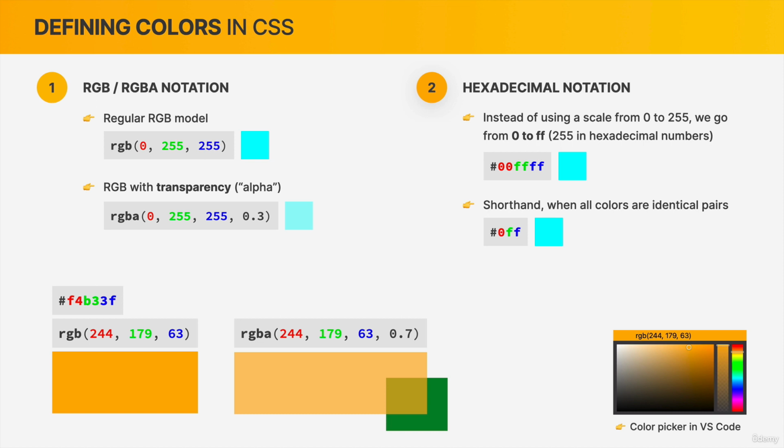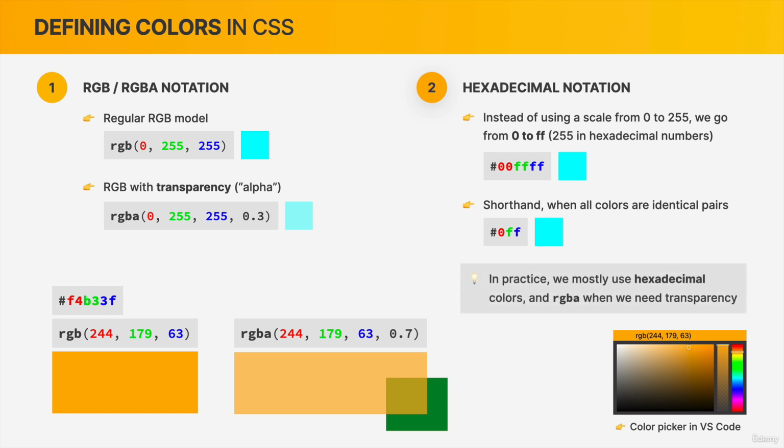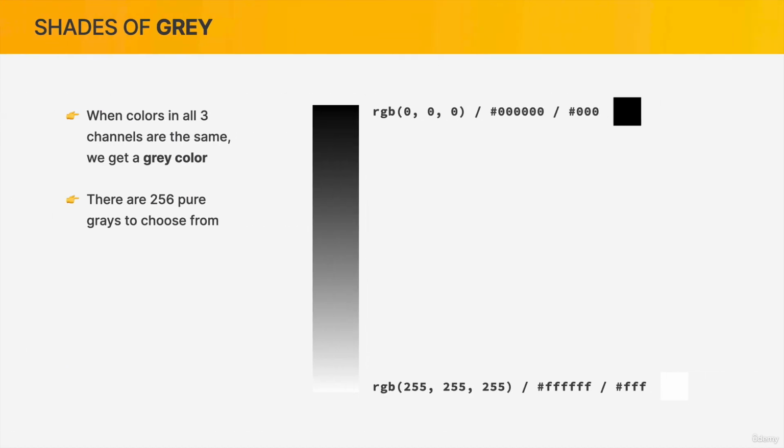All right. And now a little bit about how we actually do things in practice in the real world. So in practice, we mostly use the hexadecimal notation. And then if we need transparency, we use the RGBA function. So as you see here on the left side with the alpha value. Finally, just something about grays, which are a special kind of color that we need all the time in CSS.